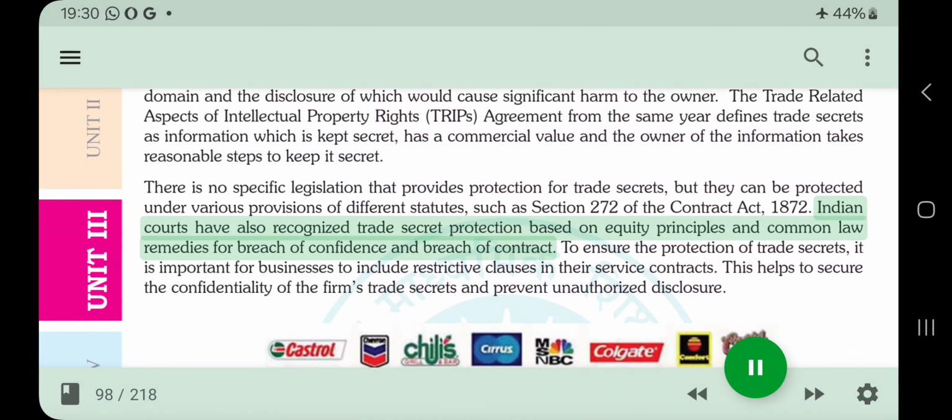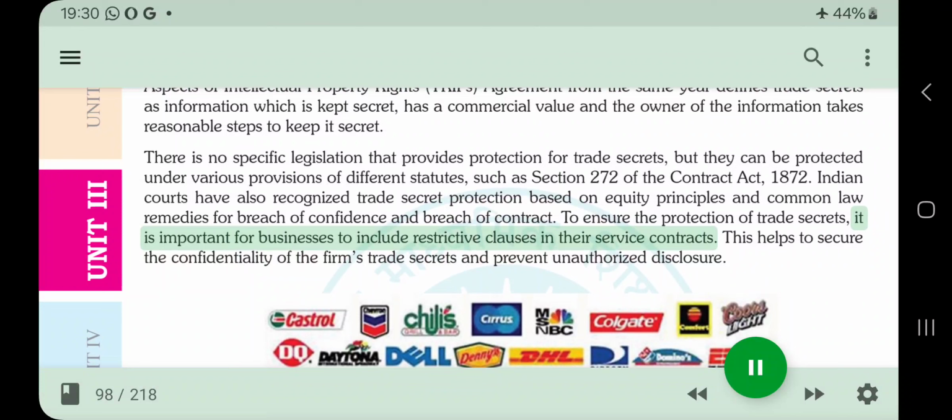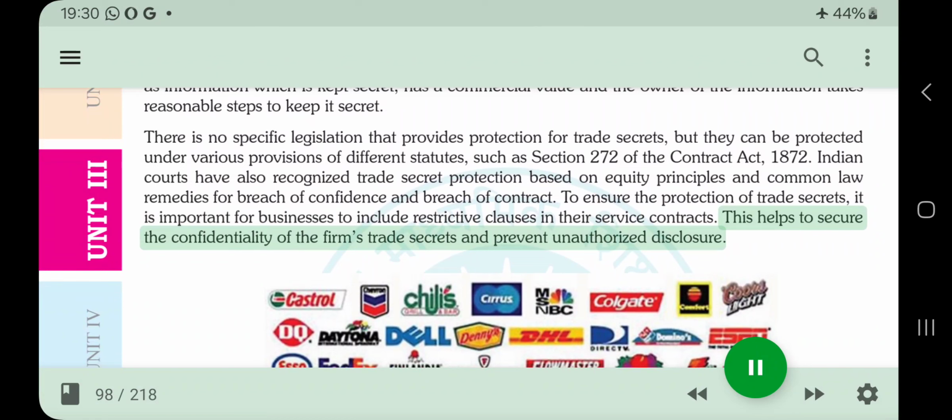Indian courts have also recognized trade secret protection based on equity principles and common law remedies for breach of confidence and breach of contract. To ensure the protection of trade secrets, it is important for businesses to include restrictive clauses in their service contracts. This helps to secure the confidentiality of the firm's trade secrets and prevent unauthorized disclosure.